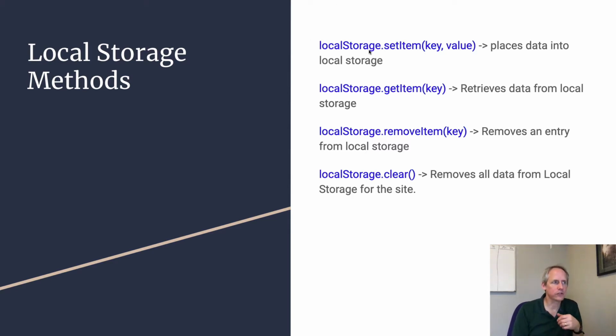So local storage methods. We've got the localStorage.setItem, and then you put in the key that you want and the value, and that places data into local storage. We've got the localStorage.getItem, and we only give it the key that time because that retrieves the value from local storage. We've got removeItem, which I don't demonstrate here, but it works the same way, except that what it does is remove the entry from local storage, essentially deletes it.